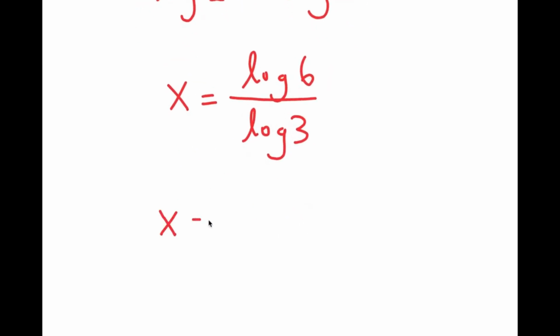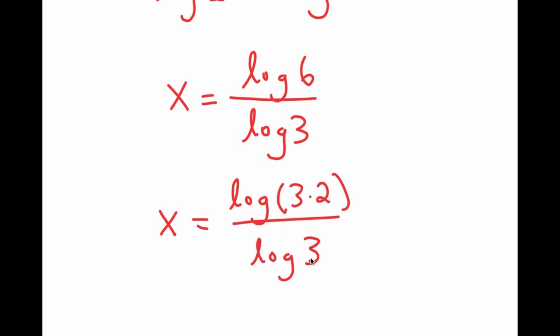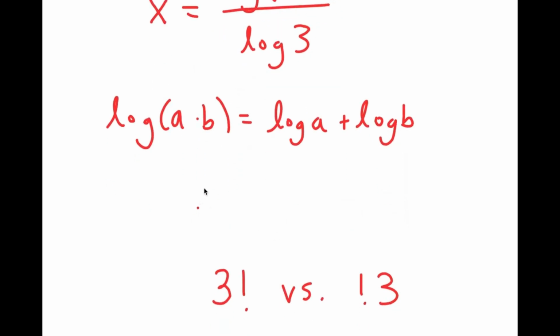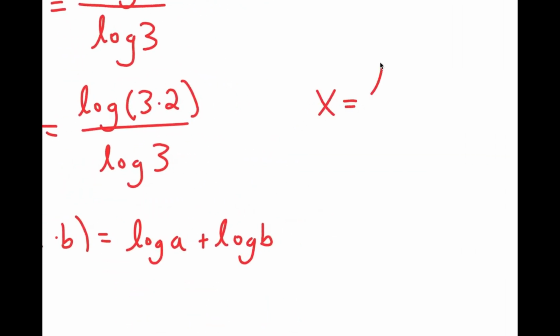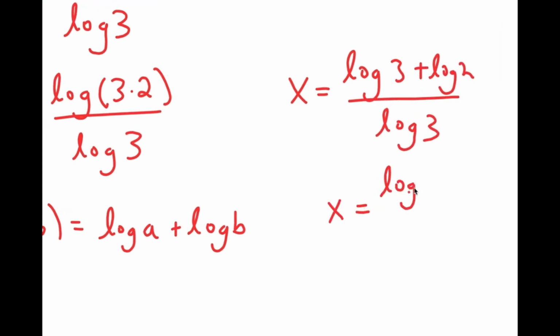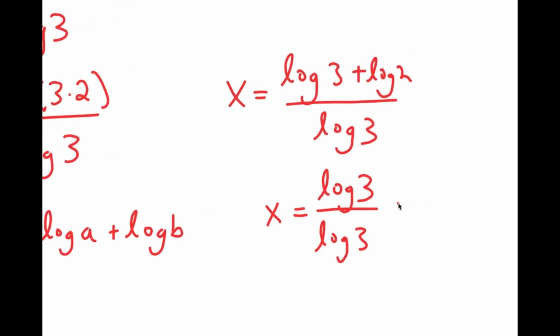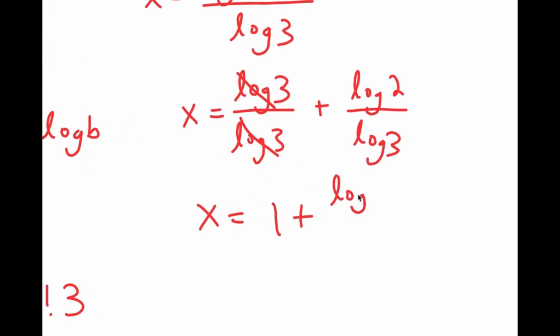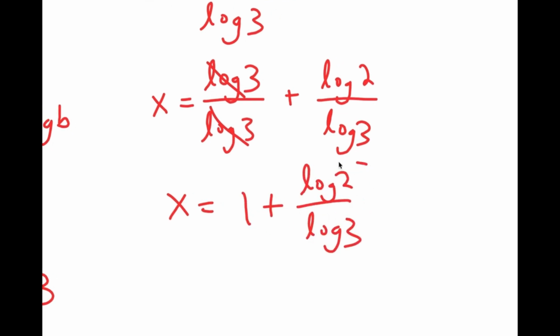Now, log 6 is the same thing as log of 3 times 2. And if I have something in the form log a times b, this is equal to log a plus log b. So log 3 times 2 turns into log 3 plus log 2, and I have this over log 3. So now this turns into log 3 over log 3 plus log 2 over log 3. So then these two cancel out, and I get 1 plus log 2 over log 3. So this is my answer.